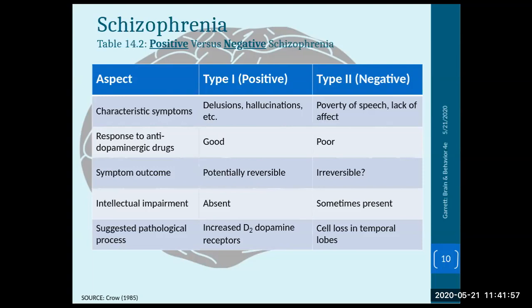So the suggested pathology of this is, for the positive symptoms, there are more dopamine D2 receptors in the striatum than there should be, and that causes more dopamine to be taken up, and that excess dopamine, as we talked about, is what leads to these positive symptoms. For the negative symptoms, it could be serotonin related, or it could be, as part of the diagnosis of schizophrenia, loss of cells in the hippocampus and temporal lobe areas, as well as dysfunction in the frontal lobes.